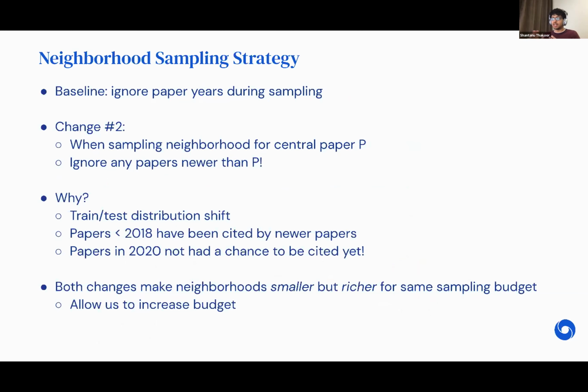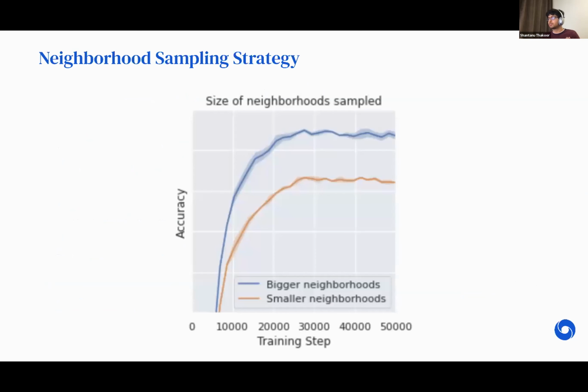So both of these changes actually make our neighborhoods smaller, right? Because we're reducing duplicates and ignoring newer papers, but they also make them richer because they're more informative for the same sampling budget. Therefore, this allows us to increase the budget and get larger, more informative neighborhoods. And we can see that this also makes quite a big difference.